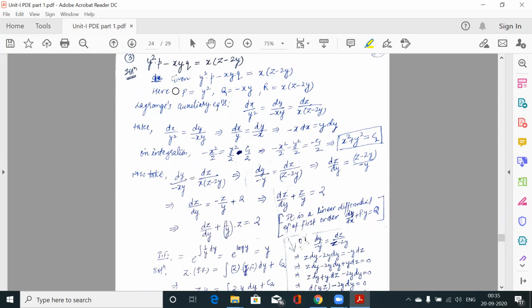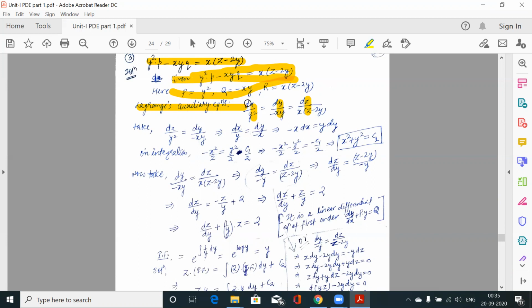Now you need to get the practice only. Now this is the third question, y square p minus xyq is equal to xz minus 2y. Again, the question is already in the standard form. So directly we get capital P, capital Q, capital R. Next, Lagrange's auxiliary equation: dx over P, which is y square, dy over Q, which is minus xy, dz over capital R, which is xz minus 2y.